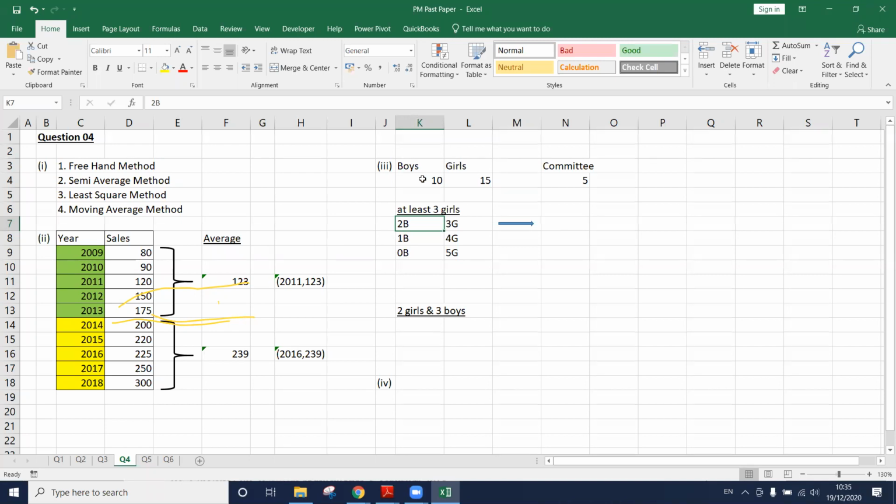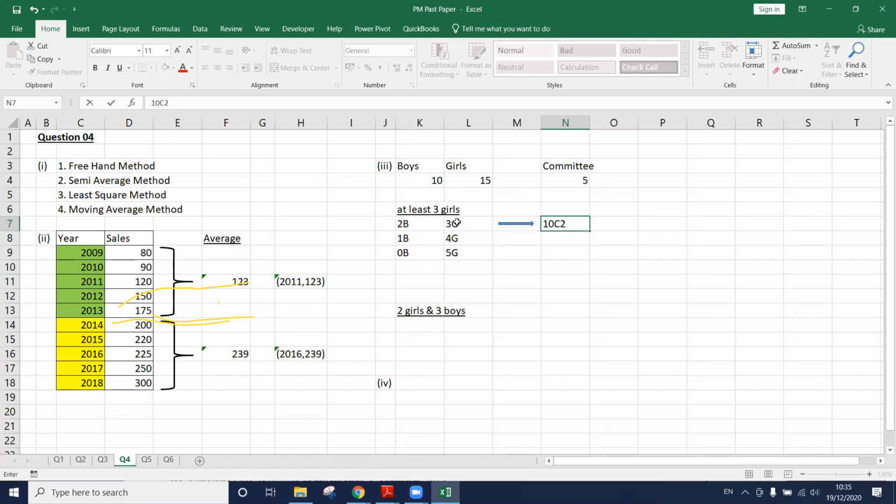NCR. Here, out of 10 boys, I want to select 2. It means NC2. Is it 2 boys or 3 girls? Or 2 boys and 3 girls? What is the term I am using here? 2 boys and 3 girls. The 2 boys or 3 girls.